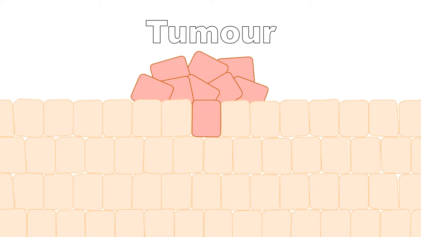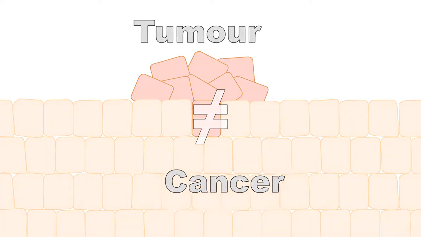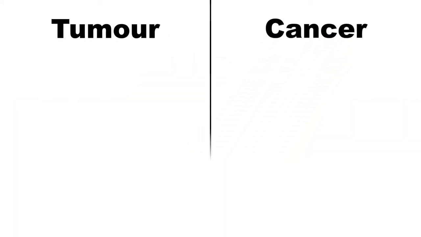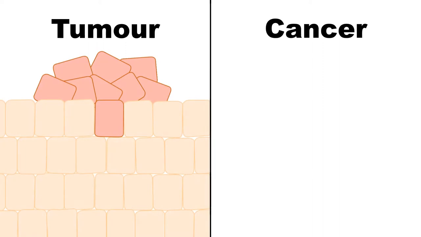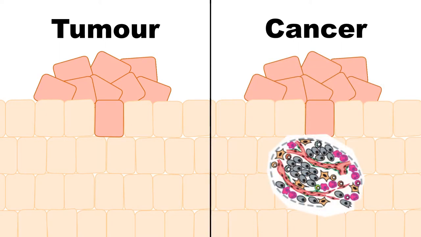I would like to point out here that the words tumor and cancer should not be used interchangeably. A tumor is used to describe a growth of aberrant cells, but is benign where the cells do not spread to nearby tissue. Cancer refers to when the tumor becomes malignant and the cells can spread to other tissues.